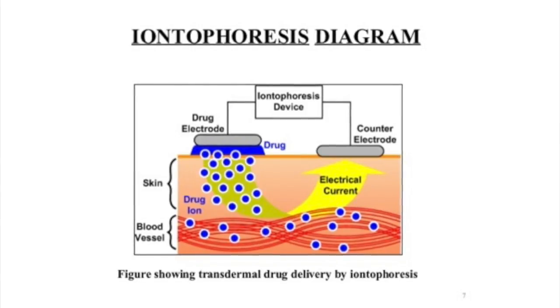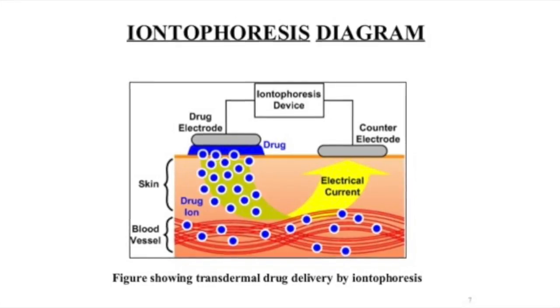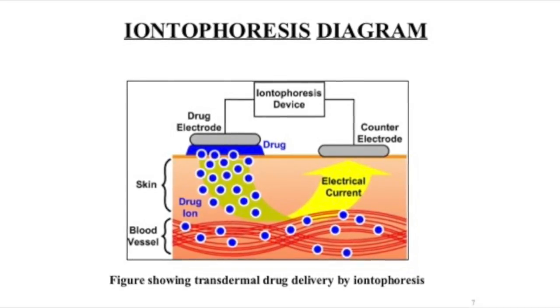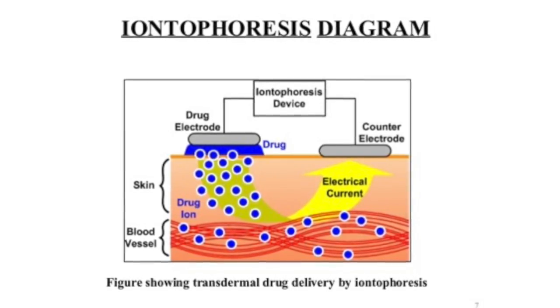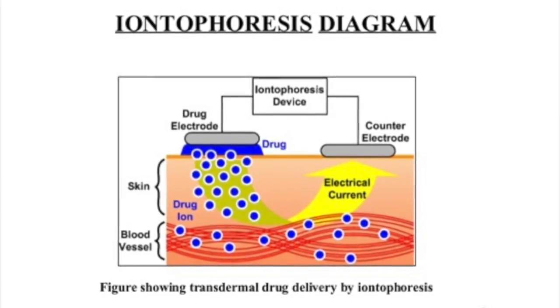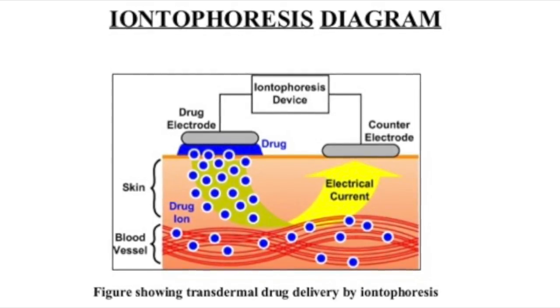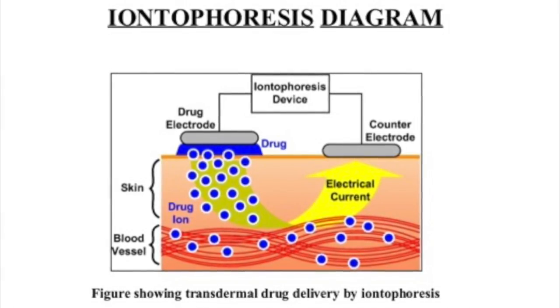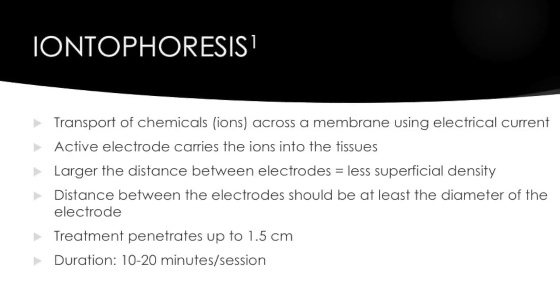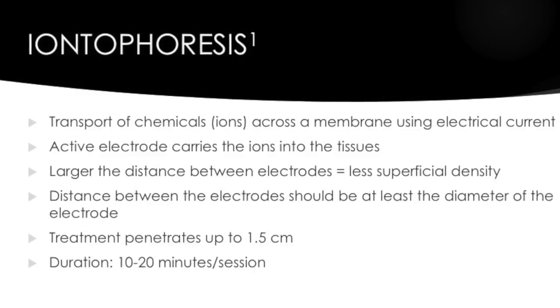Iontophoresis is the transport of chemicals, specifically ions, across a membrane utilizing continuous monophasic electrical current. Two electrodes are placed on the skin. The active electrode is the one carrying the ions from the medication, so it is very important to know the polarity of the ions. The further the electrodes are placed from one another, the less the superficial density is, therefore decreasing the risk of burns. Distance between the electrodes should be at least the diameter of the electrode.